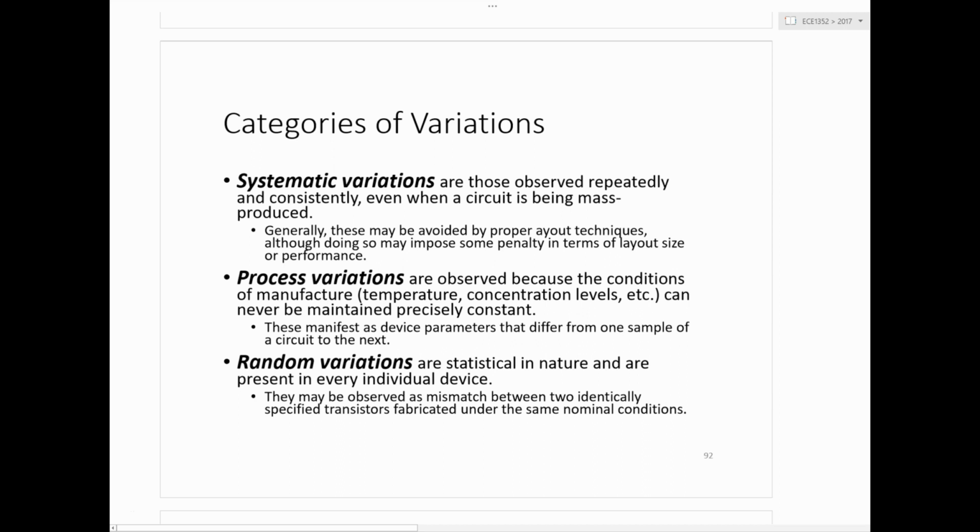Systematic variations are the ones that are observed repeatedly and consistently. If you make 1 million chips, for example, you might always see that this resistor is a little bit bigger than that resistor. I'm considering the case where you nominally want them to be the same, and yet on average this one is always 2% bigger than that one. You would expect random fluctuations to average out across 1,000,000 of them, so why might that not happen?